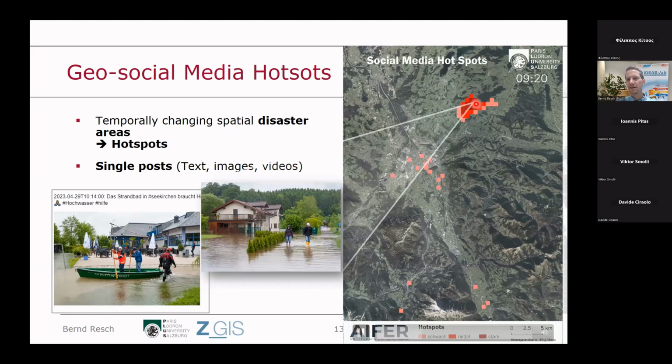So you see first out here, the flooded area here. Then the hotspot moves into the city of Salzburg more strongly over time here. Then we see it down here in the area of the derailed train, and up here also with the people who were washed into the river. So we are probably seeing changing spatial disaster areas as hotspots. And together with this, we presented single posts, so like this one. A person in the city of Seekirchen, which is outside Salzburg, seeing this flooded area here, and just like this over here as well. Good.